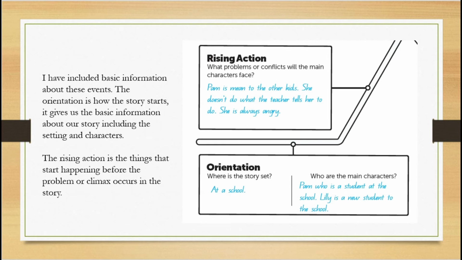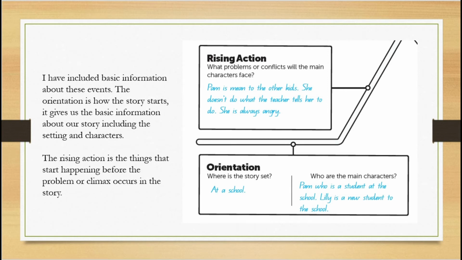Okay, so I've included basic information about these events. The orientation is how the story starts. It gives us the basic information about our story, including the setting and the characters. So I've put there where the story is set. It's set at a school. Who are the main characters? Pam, who is a student at the school. Lily is a new student to the school.